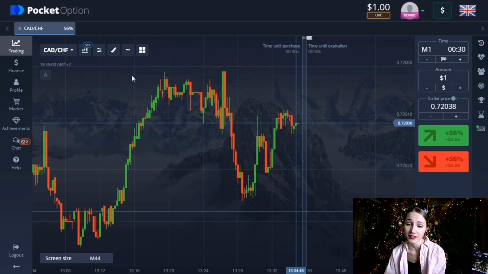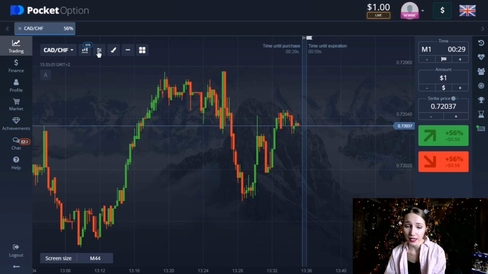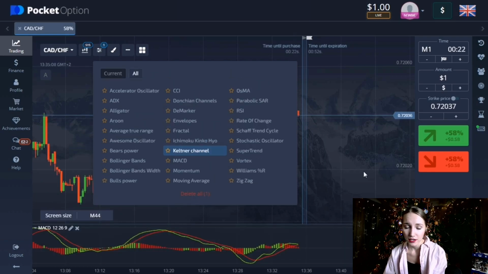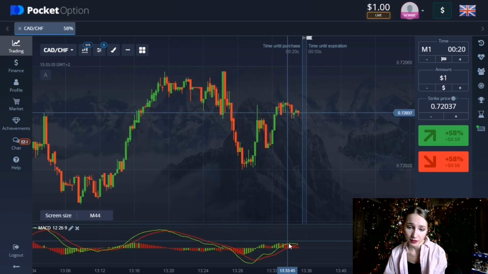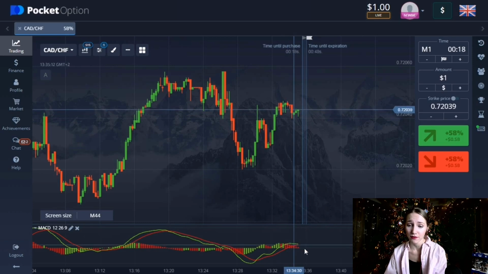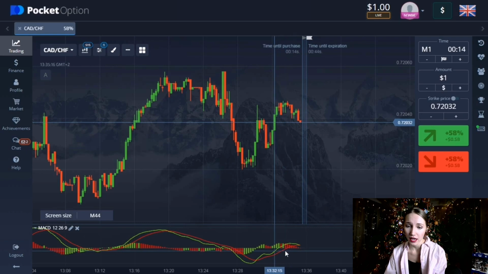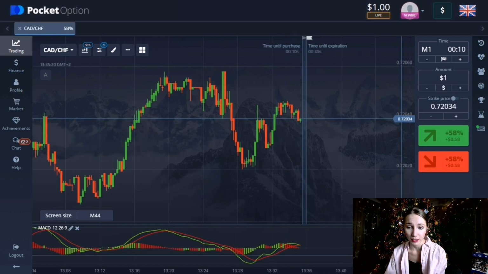So guys, to start we need to get this indicator. Let's click this button, and you can see a list of indicators, and you need to choose MACD. Here you can see that at the bottom of the chart there is the indicator. It consists of two moving averages of green and red colors. Also you can see a horizontal line with a mark of 0, on both sides of which we can see growing green and red bars.